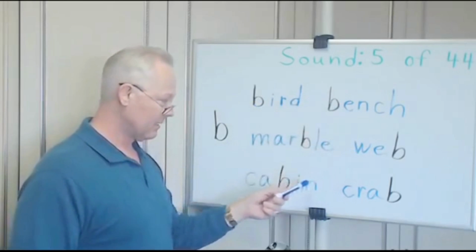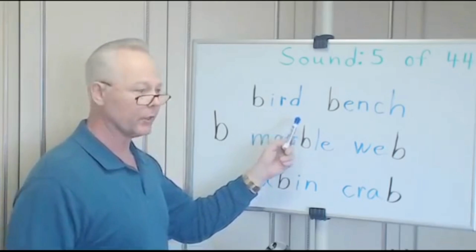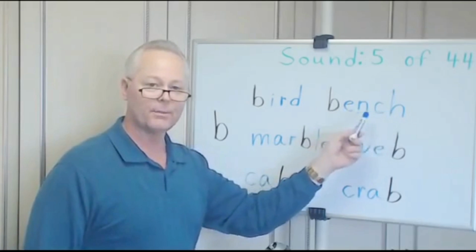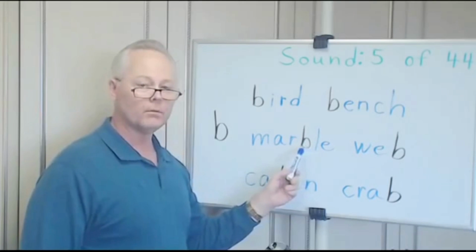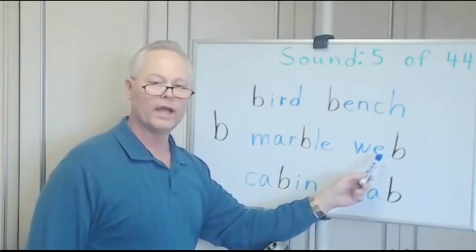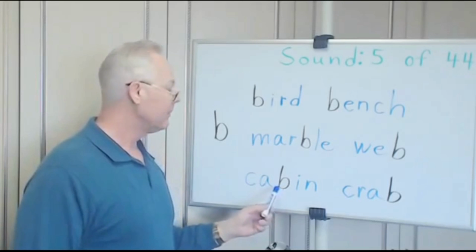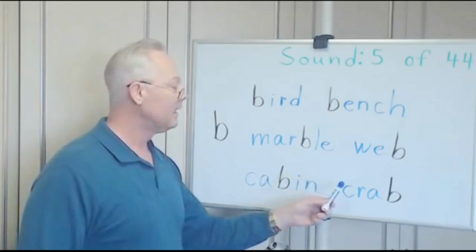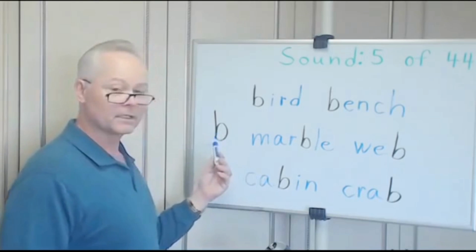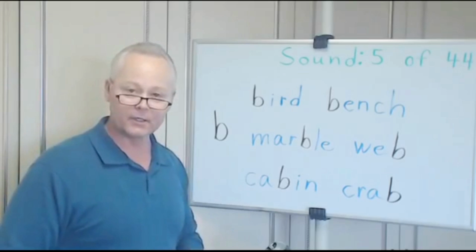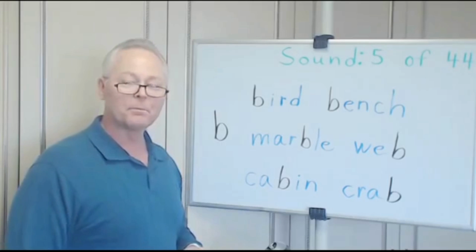As in these sample words, bird, bench, marble, web. The word cabin, crab. That's the sound we get from the consonant letter B. That's the end of this lesson.